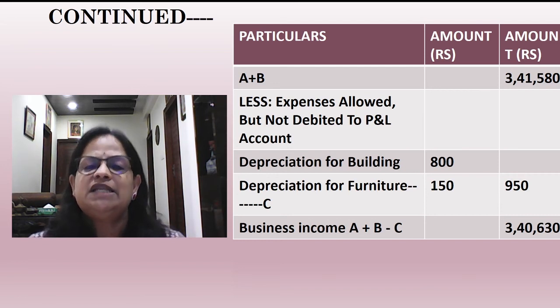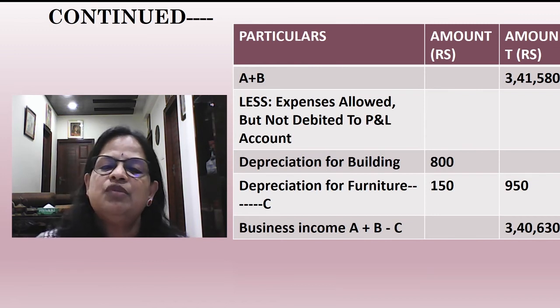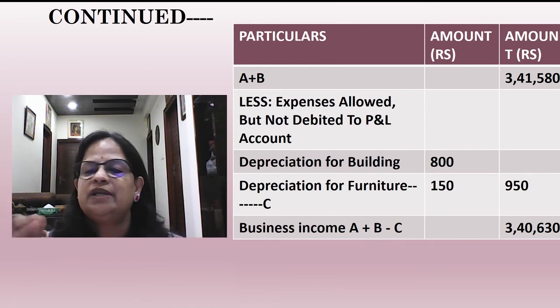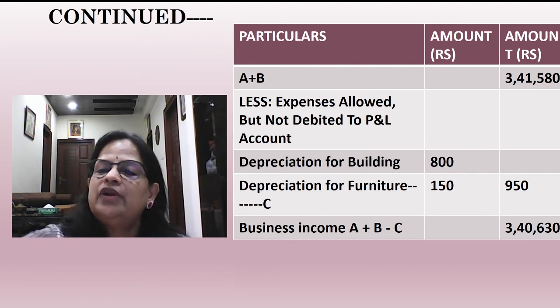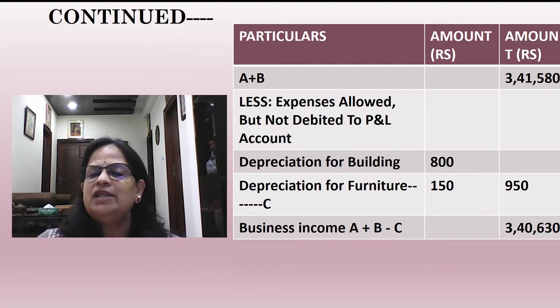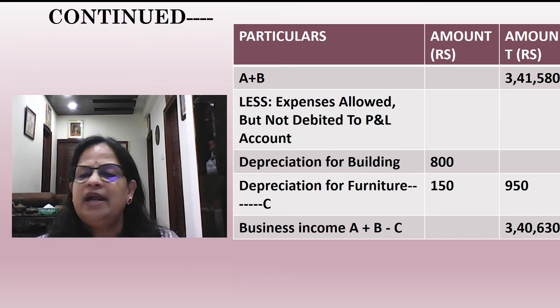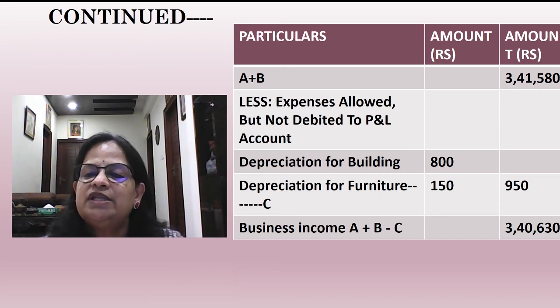3,41,580. Now less expenses allowed but not debited to profit and loss account. Depreciation for building and depreciation for furniture 950. So you are reducing that. Credit side all the items are allowed. There is nothing mentioned in the additional information. So business income is 3,40,630.